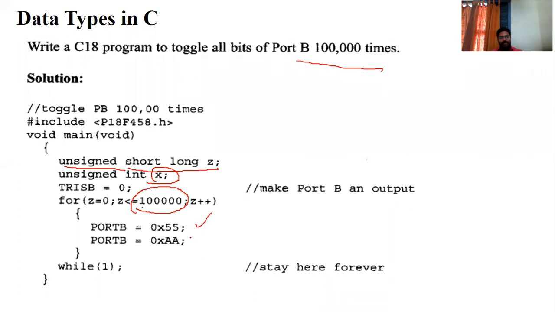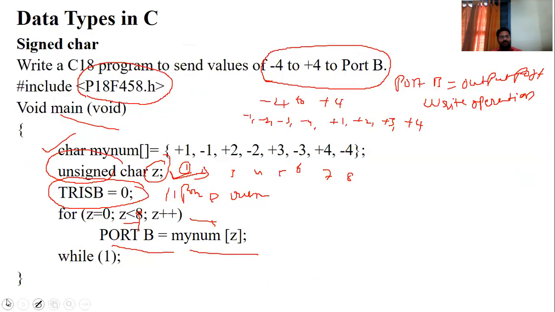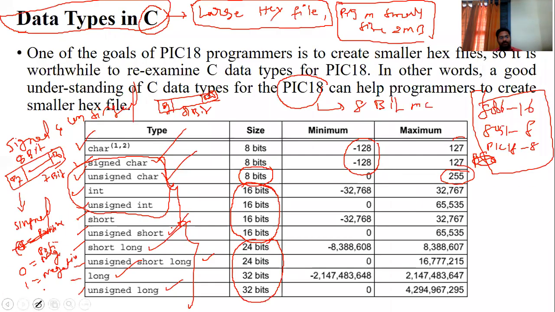Again, port B as well as port A are the addresses for those ports here. So why are they using unsigned long? See this, unsigned long: you can use the maximum value. Either we use long, or short long is also possible. Unsigned short is not possible, so that's why we are using unsigned short long.